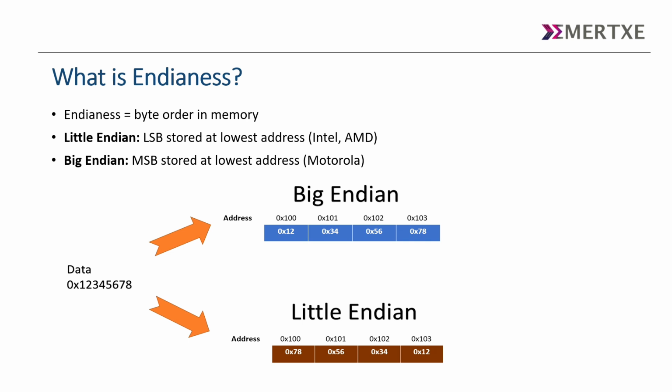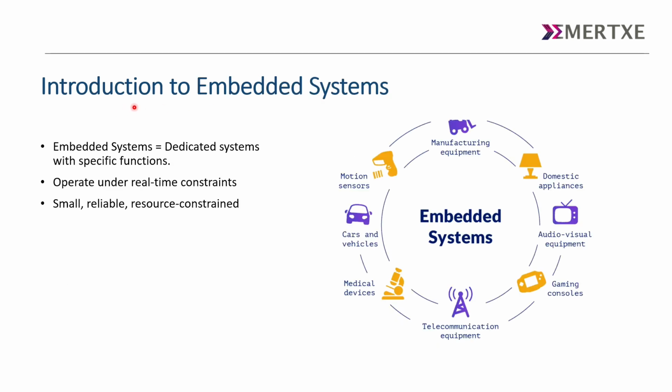Moving on, we talked about the introduction to embedded systems. Embedded systems are simply dedicated systems with specific functions. We can say that they are an integration of hardware and software to do a specific task. These embedded systems can operate under real-time constraints. They are small, reliable, and resource constrained.